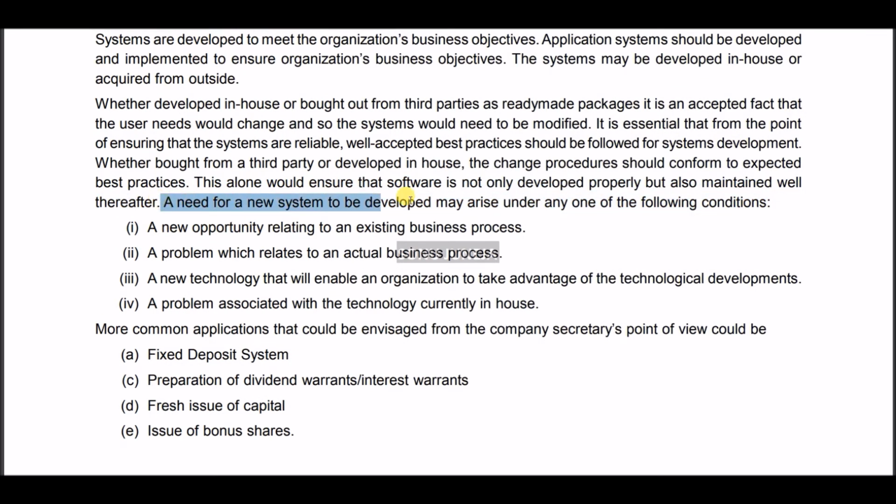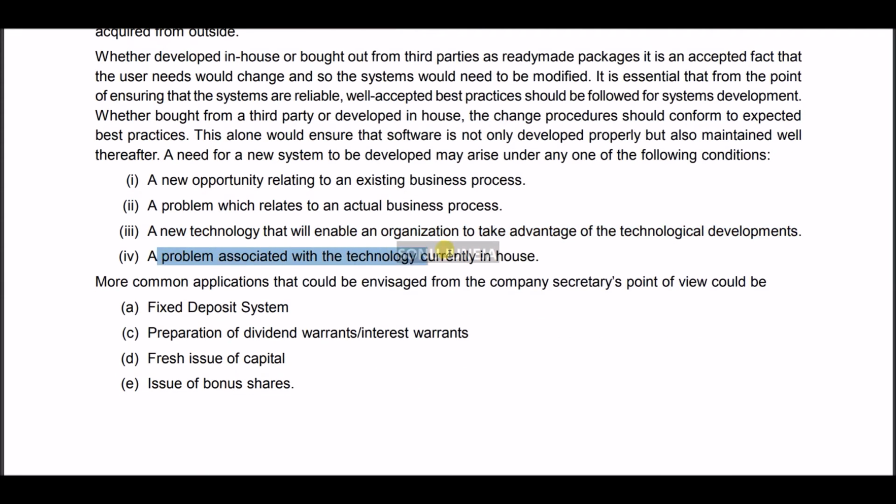So when there is a need for a new system to be developed, when there is a new opportunity related to an existing business process, when there is a problem related to an actual business process, a new technology that will enable the organization to take advantage of the technological developments, a program associated with the technology currently in-house. So four situations, or besides these there are also multiple other reasons.